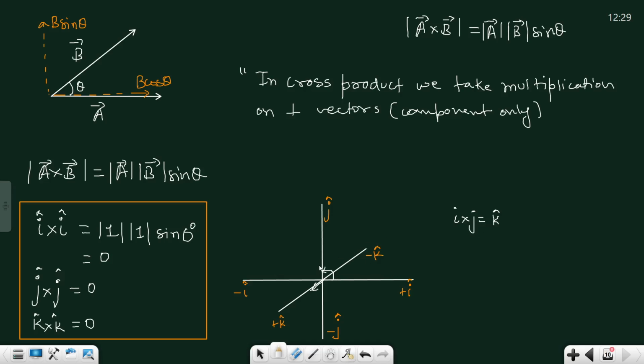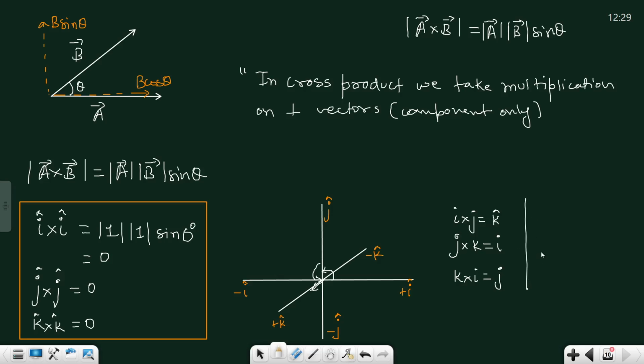So what about J cross K? Is it plus I? Yes, J cross K is plus I. Clear? And what about K cross I? Is it plus J? Yes, K cross I is plus J. Clear?